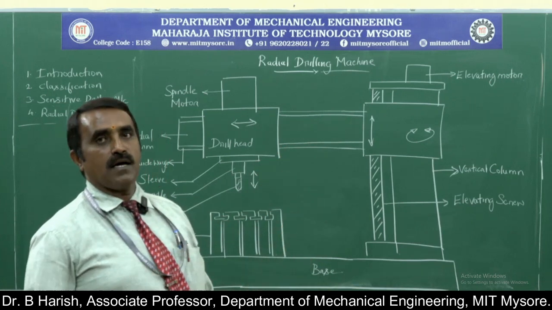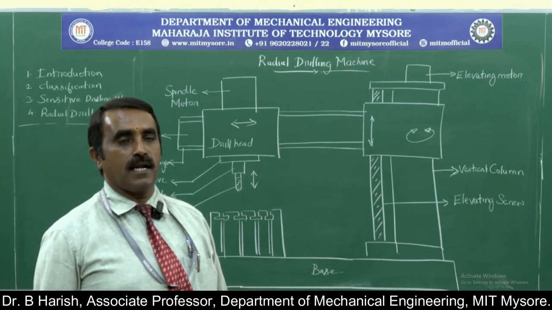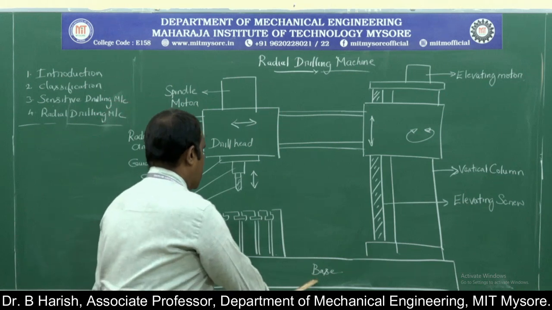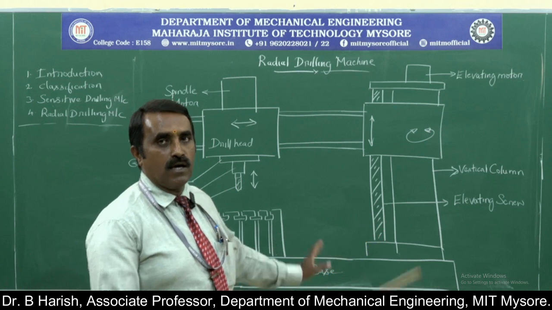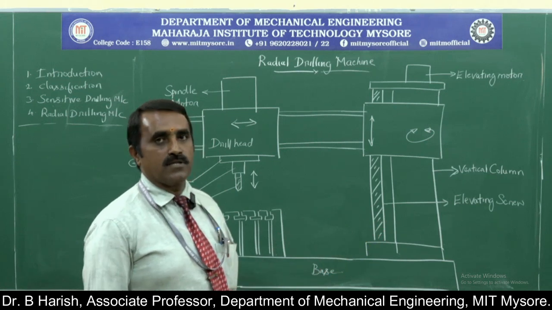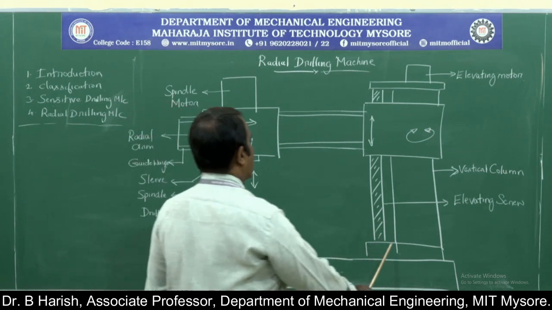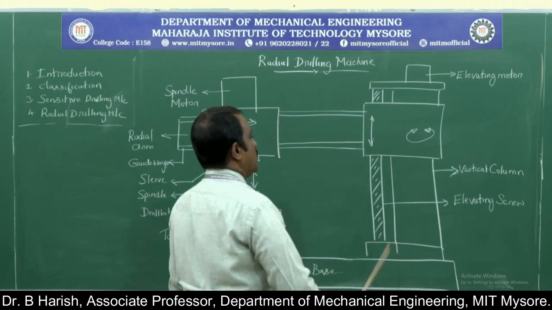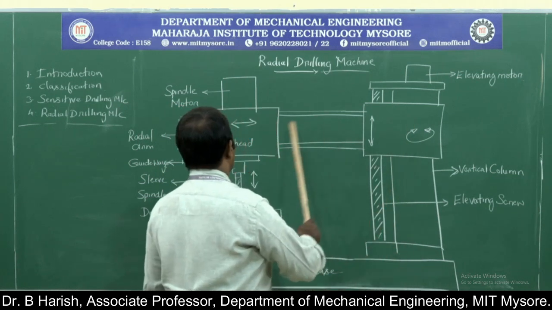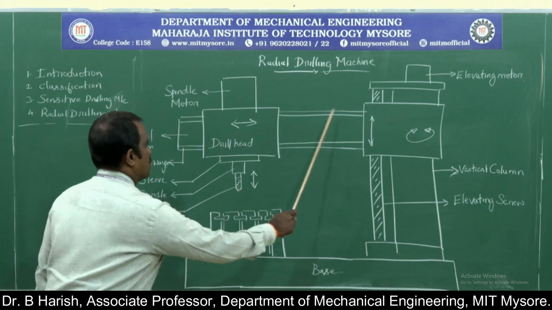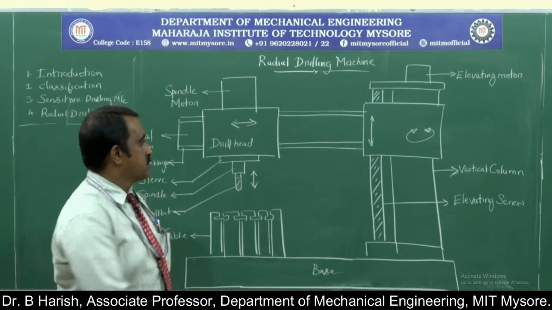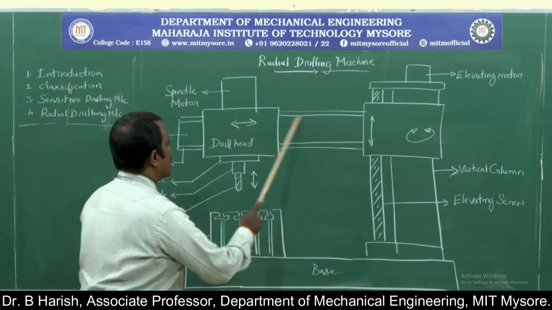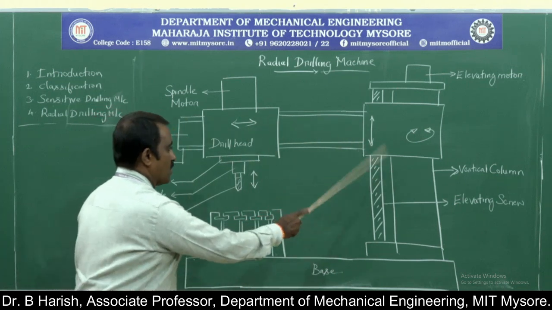Coming to the individual parts of a radial drilling machine, it will have the base. Once again, the base takes the entire load of all the parts of the machine, so it should be strong enough. Then we have the vertical column. To this vertical column, the radial arm is fixed. This is the radial arm, and that is the reason why it is called a radial drilling machine.